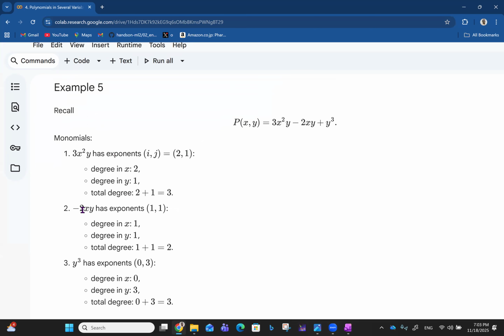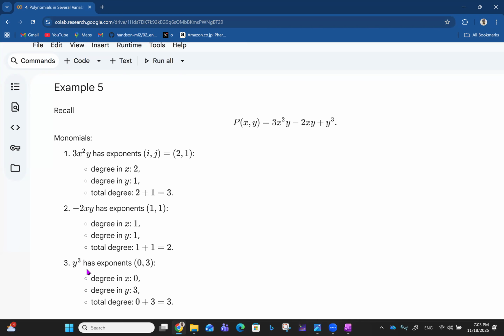And then the second monomial is minus 2xy, which has exponents 1, 1, because the power of x is 1 and the power of y is 1. Then that means the degree in x is 1, the degree in y is 1. Total degree for that monomial is 1 plus 1, which is 2. So that's the sum of the degrees for each variable.